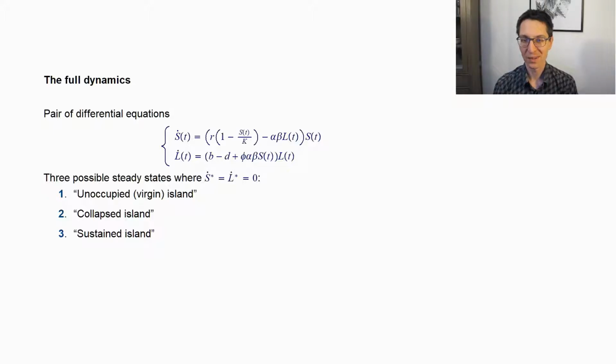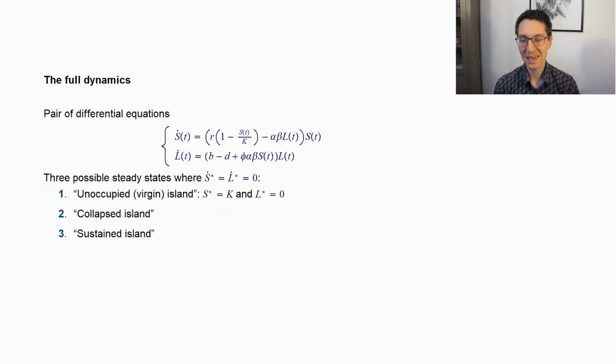All right, so if you think in your head of a virgin island or unoccupied island, what should you have in your head? Well, probably an island with its nature fully intact, but nobody on it. So that's obviously a case in which the stock of nature S star is at its carrying capacity K, but nobody has yet arrived on the island, so L star equals 0.